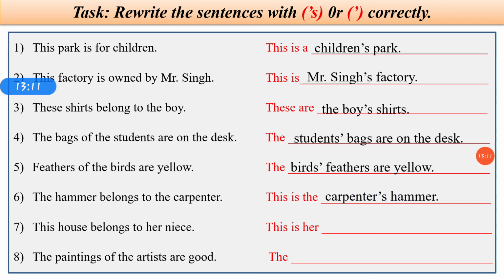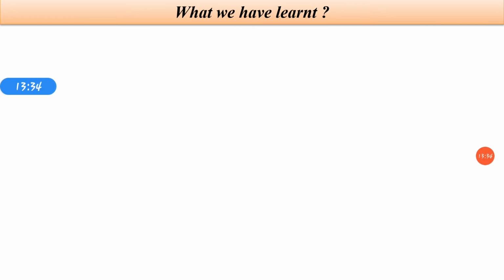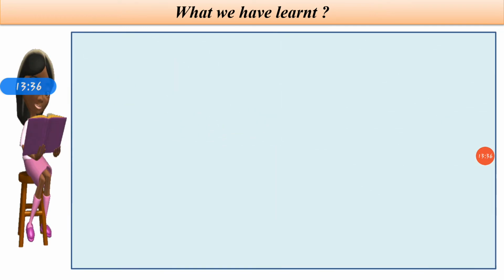This house belongs to her niece. Can be written as, this is her niece's house. The paintings of the artists are good. Can be written as, the artists' paintings are good. So students, what we have learned in this lesson, just take a revision.